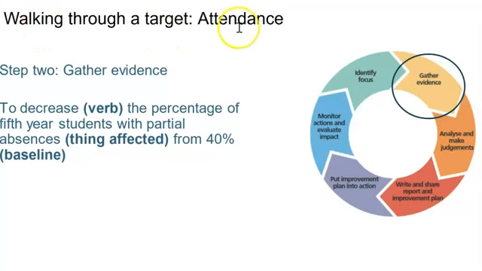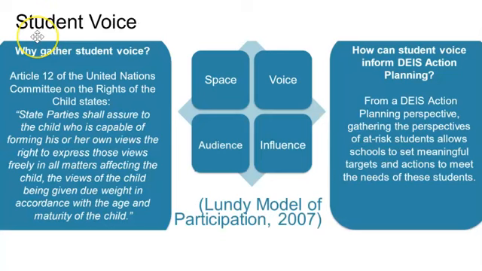Walking through a target. So again, this example is on attendance. So step 2 is to gather evidence, step 2 of our 6 steps. So we're going to build on the example target that we had from previous slides. That target was to decrease the percentage of fifth-year students with partial absences. To decrease was the verb, and fifth-year students with partial absences was the thing affected. And now we're going to add on from 40%. So in this example, 40% would be the baseline. So that's where you're starting. So the baseline is the next part of our SMART target.